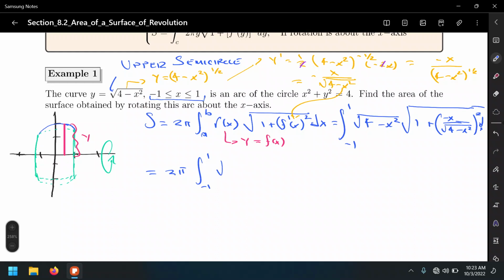So that's the square root of 4 minus x squared times the square root of 1 plus x squared over the radical squared, that's just 4 minus x squared. All right.